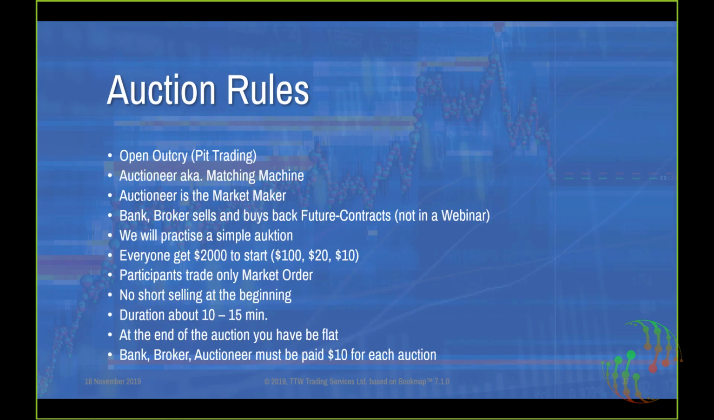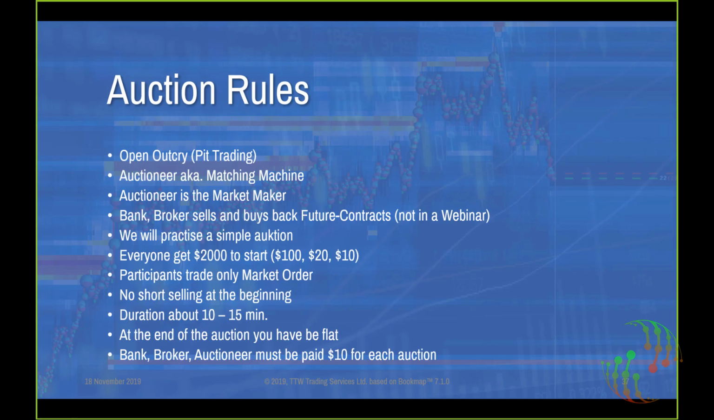Let me define some rules, guys, and please concentrate. We will do that only 5-10 minutes, not more, and then go into the discussion. It's an open outcry. I am the auctioneer and the market maker. I'm the supervisor here. We will not do short selling. You will only trade market orders. As said, no short selling at the beginning. Duration is, let me say, 10 minutes or so. We will see how this evolves and what happens.